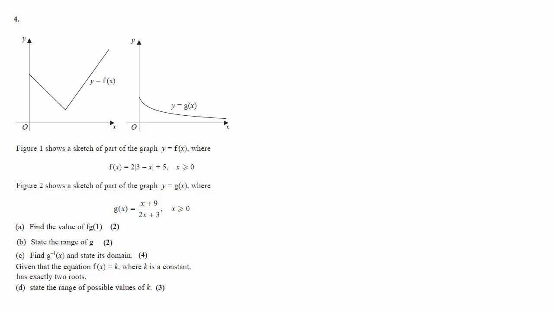We have two functions and they have given us the sketch of the two functions. One is f(x), a modulus function, and the other one is g(x), what we call a rational function. For question A, we have to find the value of fg(1), which is a composite function. So fg(1) means we have to put g(1) inside of f.